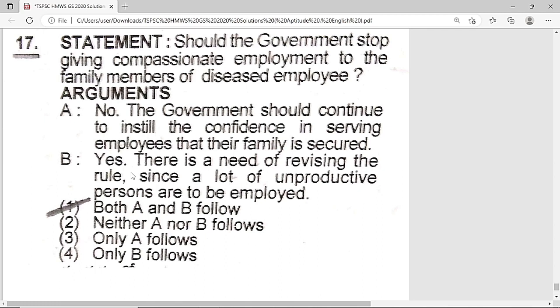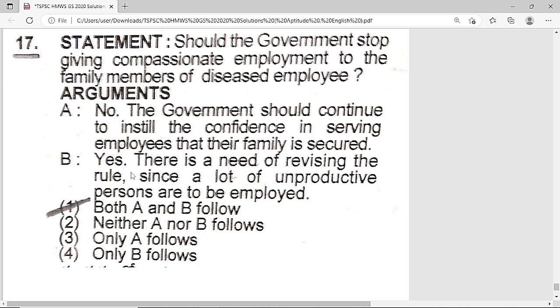Statement: should the government stop giving compassionate employment to the family members of the deceased employee? So what is the meaning of this? Suppose an employee suddenly passes away due to some reason, then the government gives a compassionate employment to his family members. Yes, it is happening nowadays.